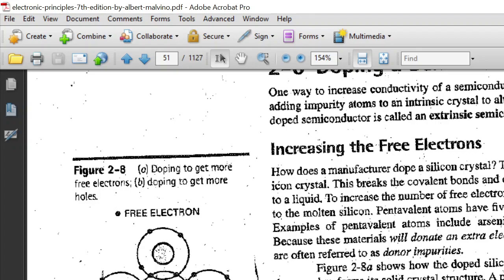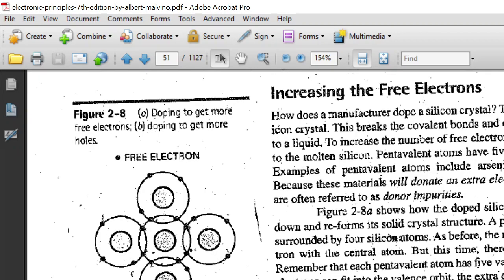Obviously we cannot add it in solid form. We have to first melt the pure silicon crystal, and in that molten state some pentavalent impurities are added, and it becomes a homogeneous mixture, and then it is solidified into a crystal. So it becomes an impure silicon crystal with pentavalent impurity.